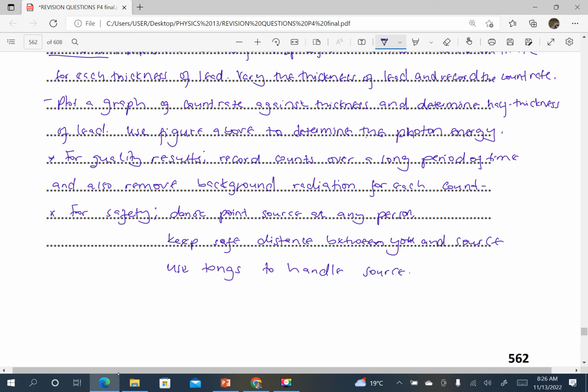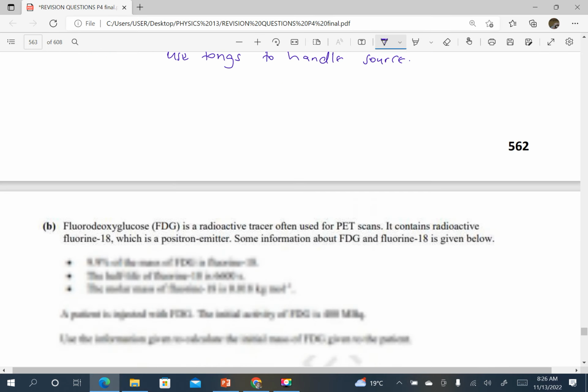Because you are dealing with radioactive substances, you can't interact with them directly. So you keep a safe distance between you and the source. Use tongs to handle the source. Do not point the source at any person. Those are some of the safety precautions. Last page.